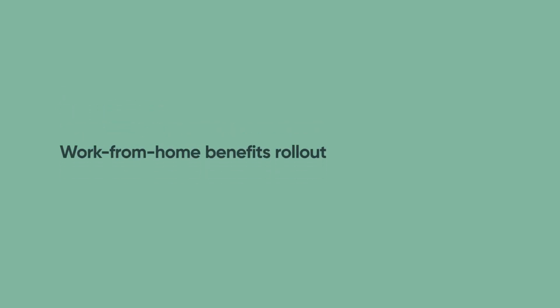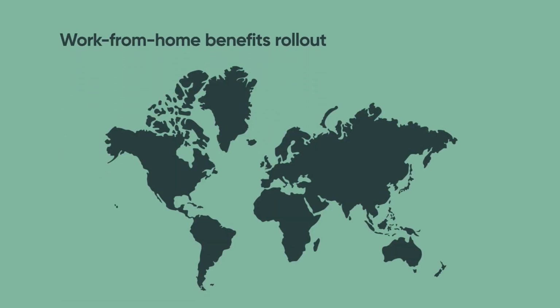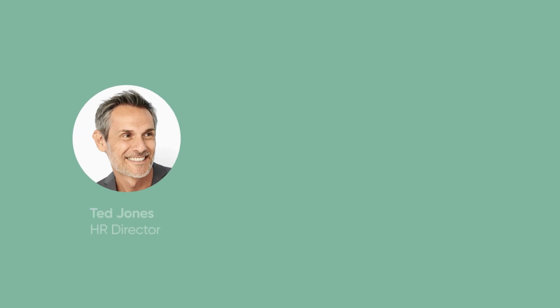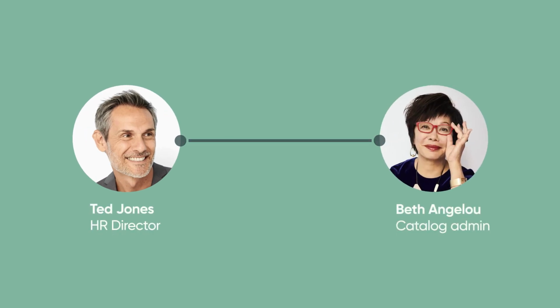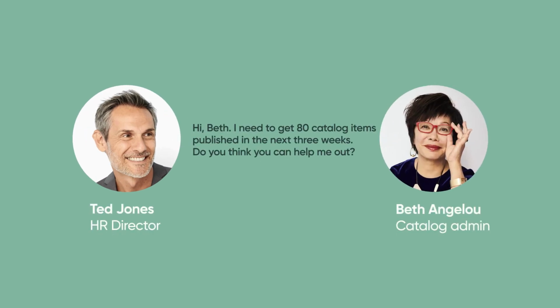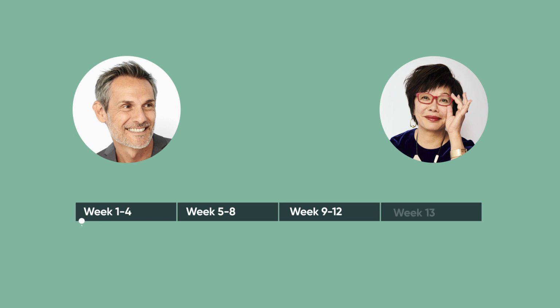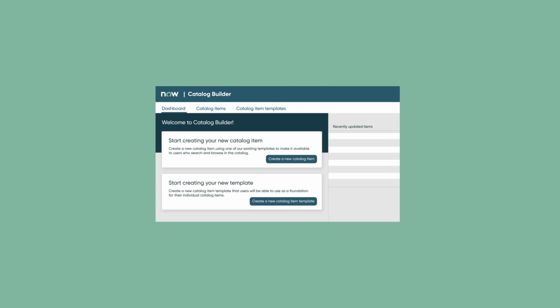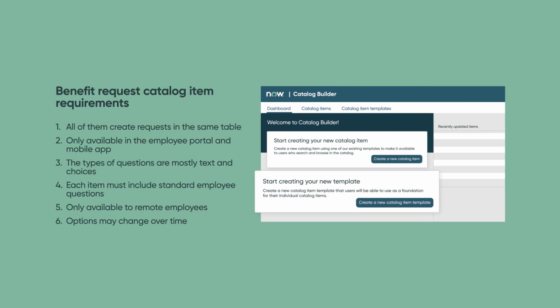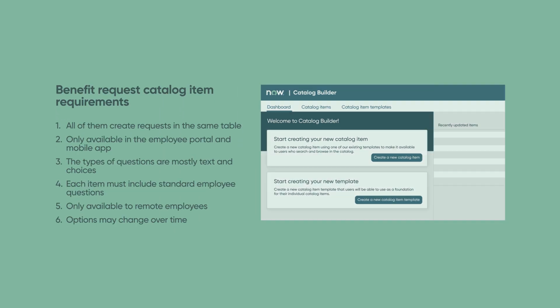As we saw in our last video, the HR department is planning to roll out a series of benefits for employees working from home in the company's 20 locations. Our HR director, Ted, contacted Catalog Administrator Beth with an urgent request to get the 80 catalog items published within 3 weeks, right before the holidays. Normally, the time frame to fulfill such a request would be 12 weeks. But Beth used Catalog Builder to create a template that would cover most of the use cases, following these high-level requirements.